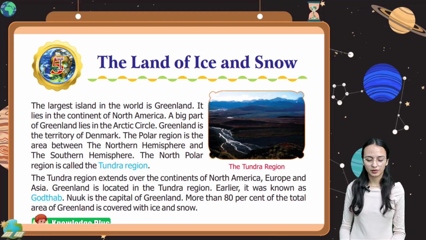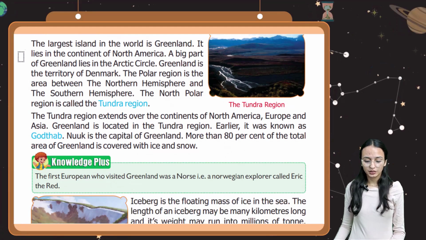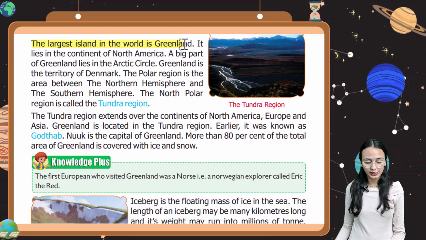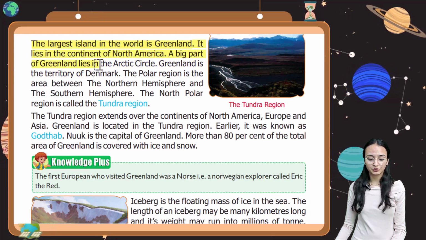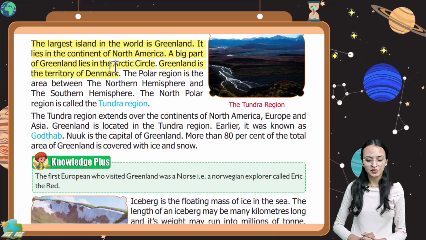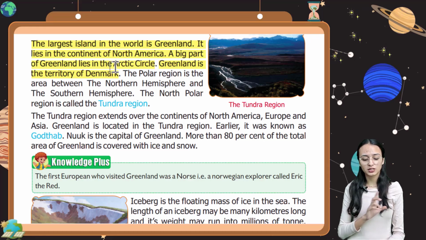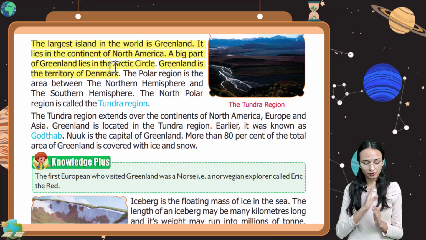With this note, we will start today's chapter, The Land of Ice and Snow. The largest island in the world is Greenland. It lies in the continent of North America. A big part of Greenland lies in the Arctic Circle. Greenland is the territory of Denmark. So now we know Greenland is the territory of Denmark, and it's not a sovereign or independent region. It is a territory of Denmark.